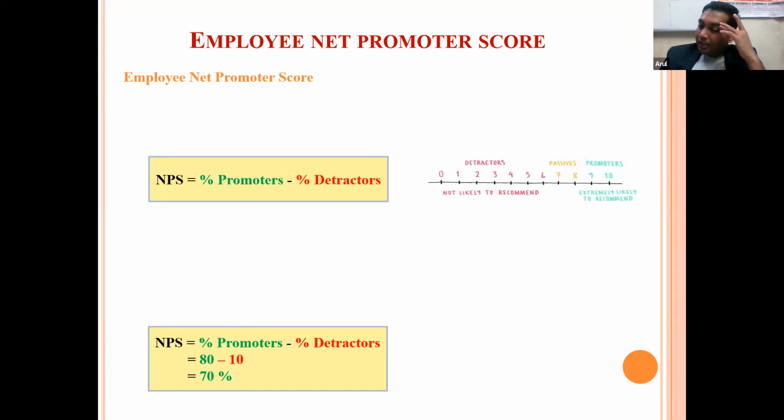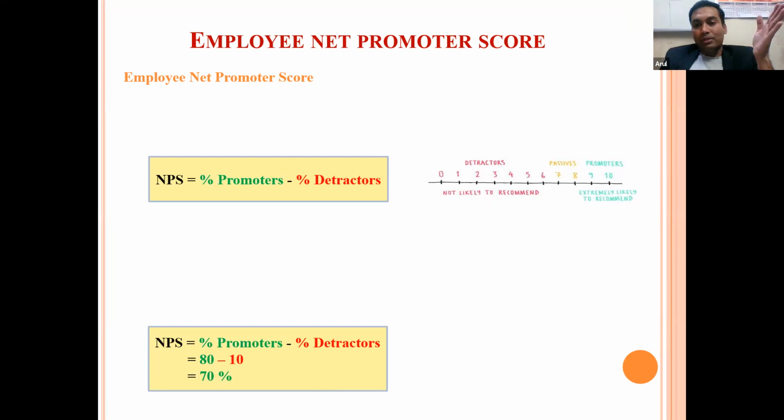What is employee net promoter score? For example, anyone who wants to join the Prestige Institute of Management, either a student or a faculty. I'm talking about the student perspective. Students want to enroll in your institute. Obviously, students will ask the seniors what about the college, what about the placement, and everything. So here we have a scale of 0 to 10, with detractors, passives, and promoters.